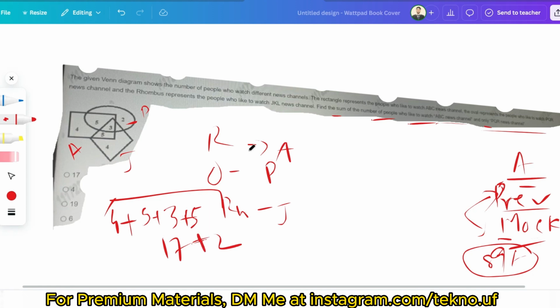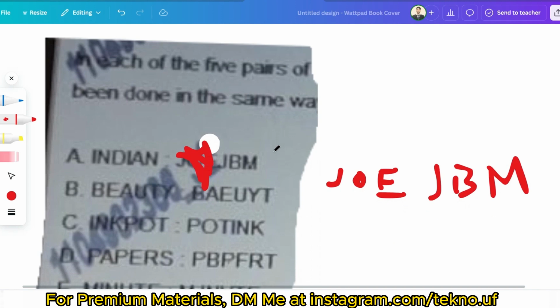So people make a mistake here. After seeing option 17, they tick on 17. But this is actually 19. Okay, so the correct option is option C. So I hope you understood. So let me go to the next question.